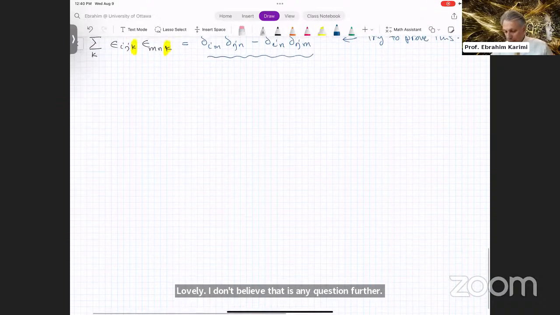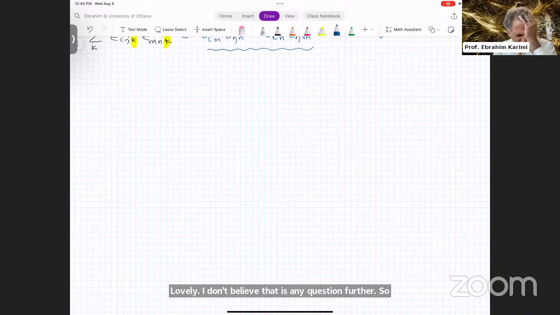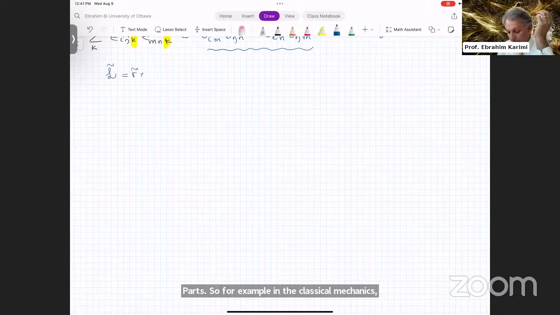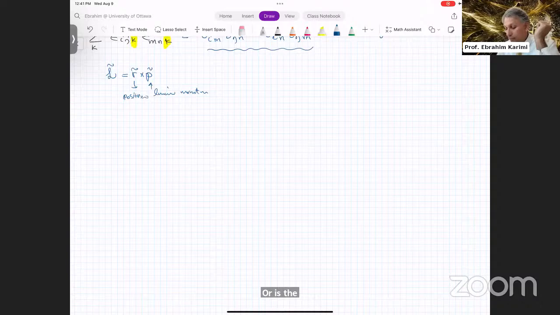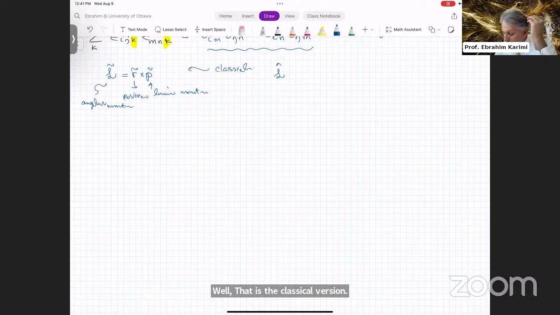So cross product appears in physics in many different parts. For example, in classical mechanics, angular momentum is given by R cross P, where P is the linear momentum and R is the position that you have. And that is, of course, angular momentum. Well, that is the classical version. The quantum version is that the operator of angular momentum is given by R cross P.